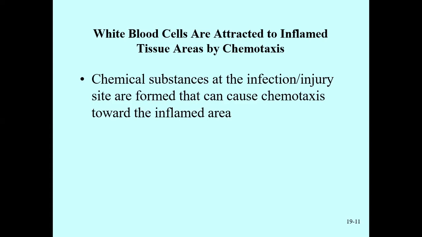White blood cells are attracted to the inflamed tissue by chemotaxis. Chemotaxis is the process through which white blood cells reach the injury site. This is because at the injury site some chemical substances are released, like cytokines and prostaglandin, and through chemotaxis these chemical substances attract the WBC towards the injury site. The chemical substances formed at the infection or injury site cause chemotaxis towards the inflamed area, and these include the cytokines, the prostaglandin, and so on.